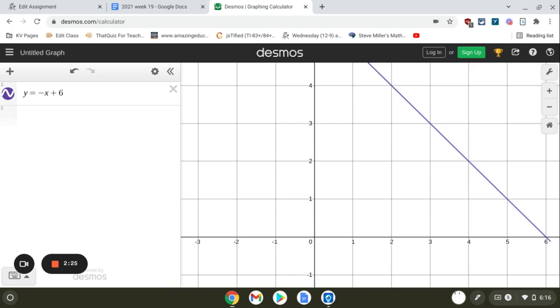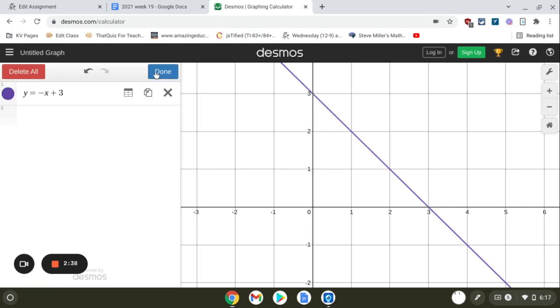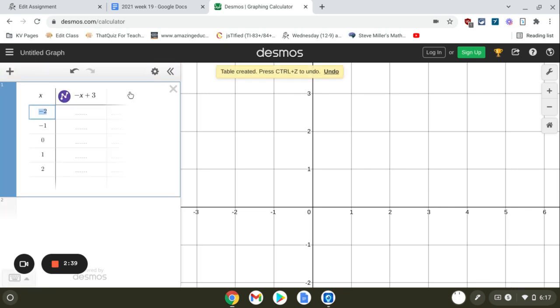Let me reset this. Negative x plus 3. I can get my table of values if I click on this little gear box. What this does is make all these nice little ordered pairs for me. It says 2, 1. So 2 for x, and this right here is my y. 2, 1 is a solution, and so 2, comma 1 is right here on that line.